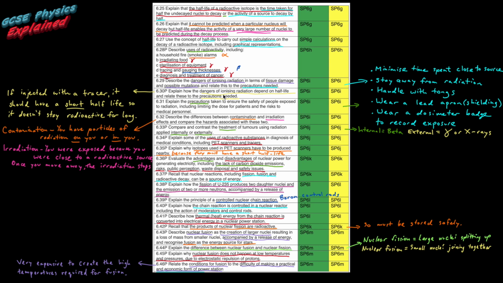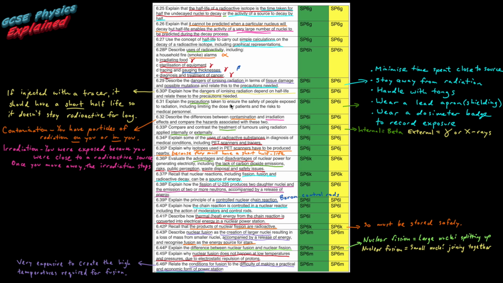Explain how the dangers of ionizing radiation depend on half-life and relate these to the precautions needed. Well, if you are injected with a tracer to see what's going on inside your body, it should have a short half-life, so it doesn't stay radioactive for long. Otherwise it'll cause damage.